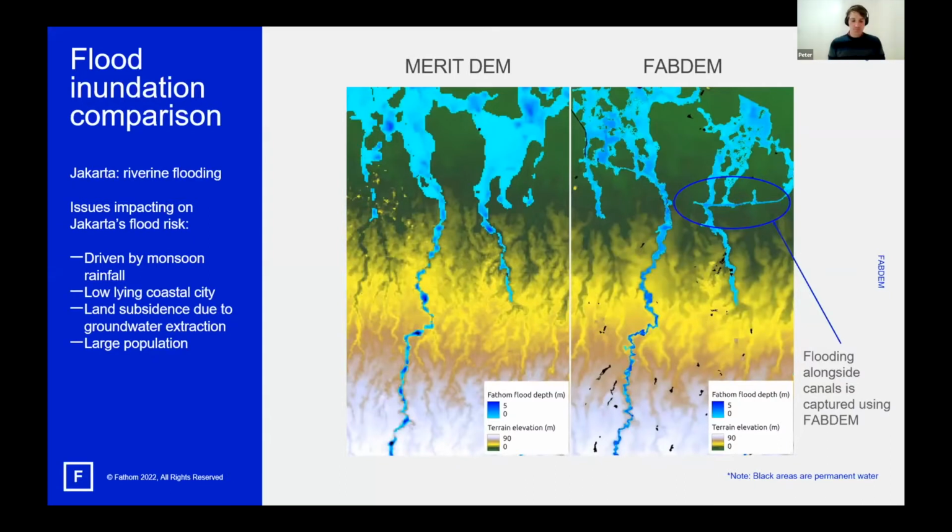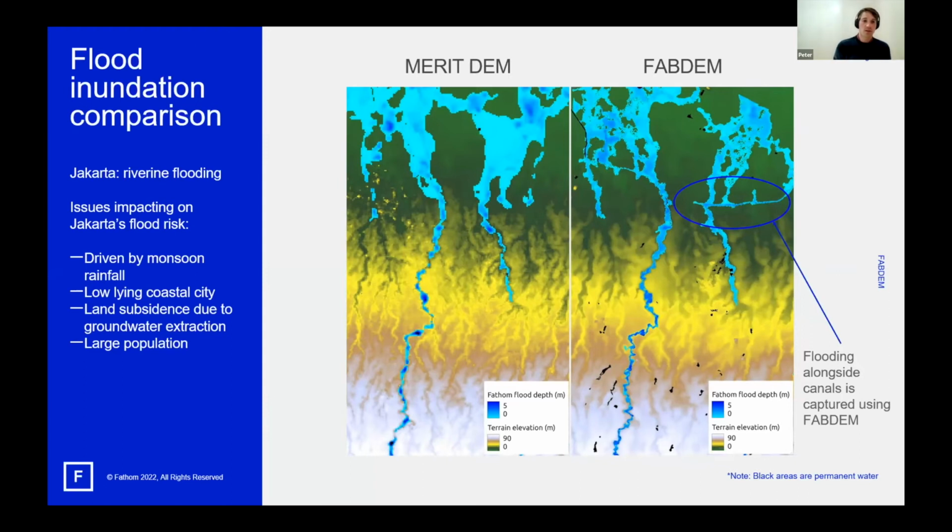So to move away a little bit from just pure digital elevation comparisons, what we do at Fathom is flood modeling. So something quite useful to us is to show you a flooding example.